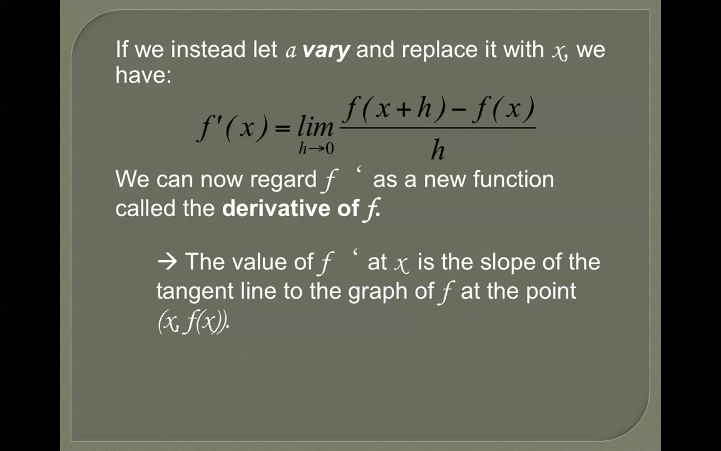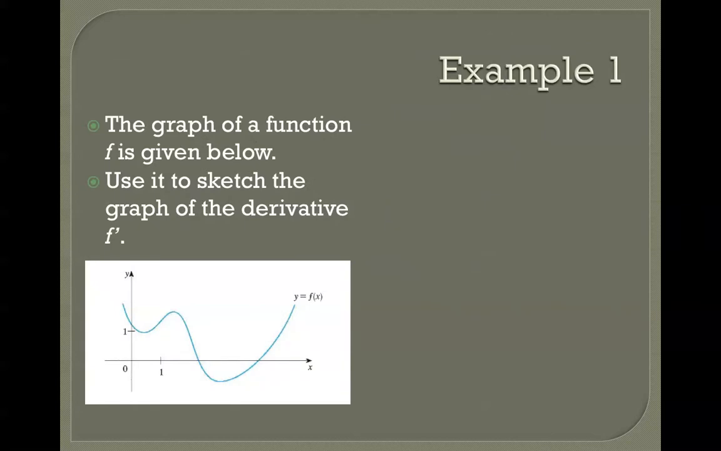The value of f prime at x is the slope of the tangent line to the graph of f at the point x, f of x. So, for example 1, the graph of a function f is given below. Use it to sketch the graph of the derivative f prime. We can estimate the value of the derivative at any value of x by drawing the tangent line at the point x, f of x.